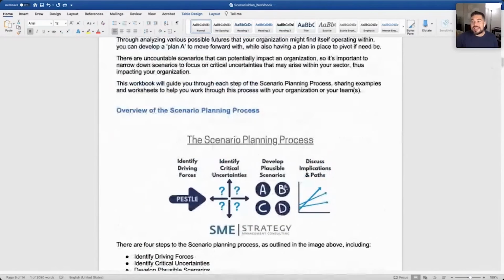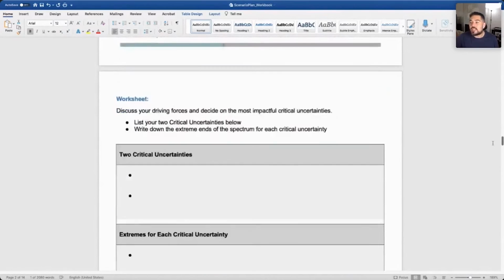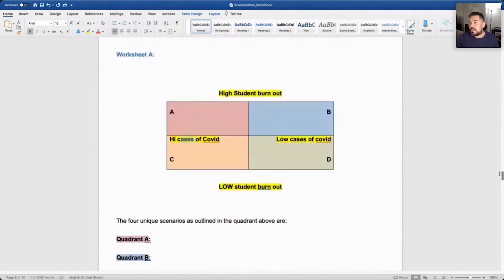Then you want to expand on all of those. If there's increasing cases of COVID and high student burnout, what does that mean for us, and what are we going to do about it? If there's low student burnout and low cases of COVID, do we go back to in-person schools? Do we remove the blended learning? If it's high student burnout and high cases of COVID, do we change our curriculum? So how this works is you're looking at all of the possibilities of what you could do, and within it is probably what you're actually going to do.